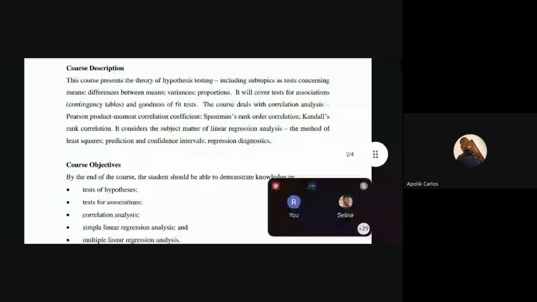So now let's get the introduction, course description. I've placed the course outline on the platform. So this course presents the theory of hypothesis testing, which will include subtopics such as testing concerning means, differences between means, variance, proportions. It will also cover tests for associations such as contingency tables and goodness of fit tests.